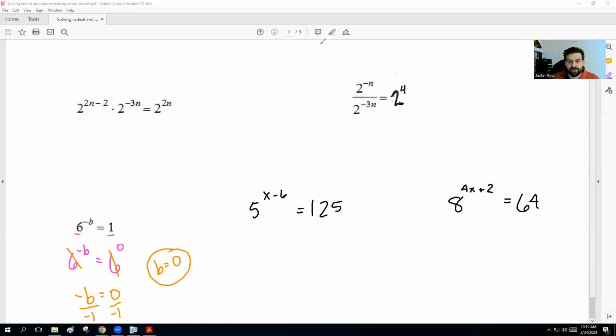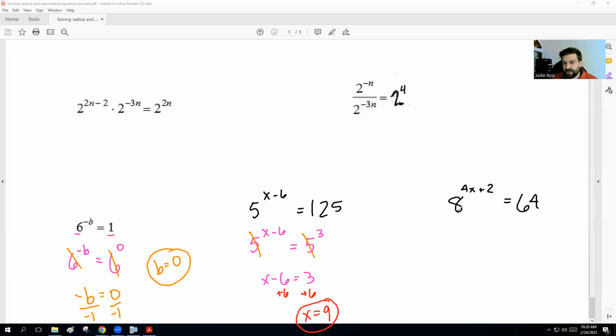If you want to, pause the video and try the next two on your own, but let's see how well you do. To get the bases the same, this is 5 to the x minus 6 power, and 125 is actually 5 to the 3rd power. So we have to rewrite the equation to make them match. Bases then cancel each other out. So we just solve x minus 6 is equal to 3. We add the 6 over, and we get x is equal to 9.